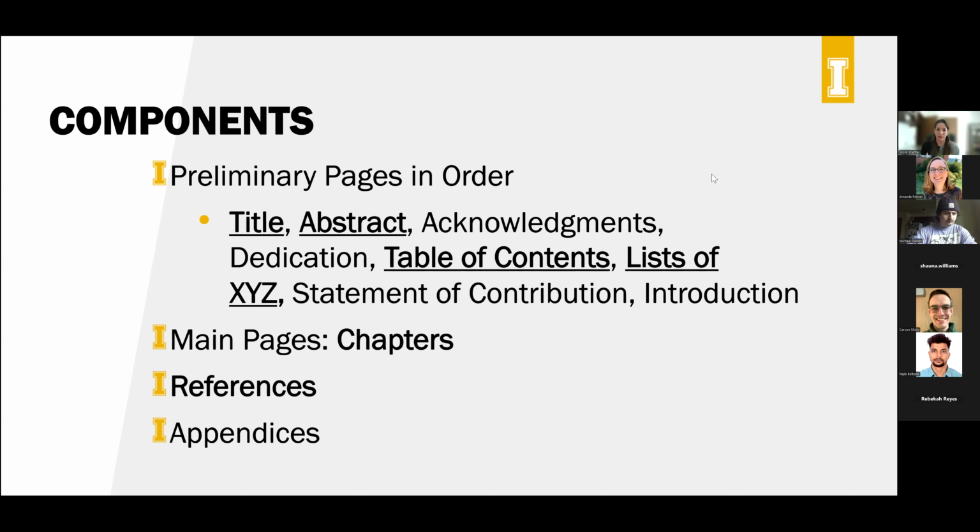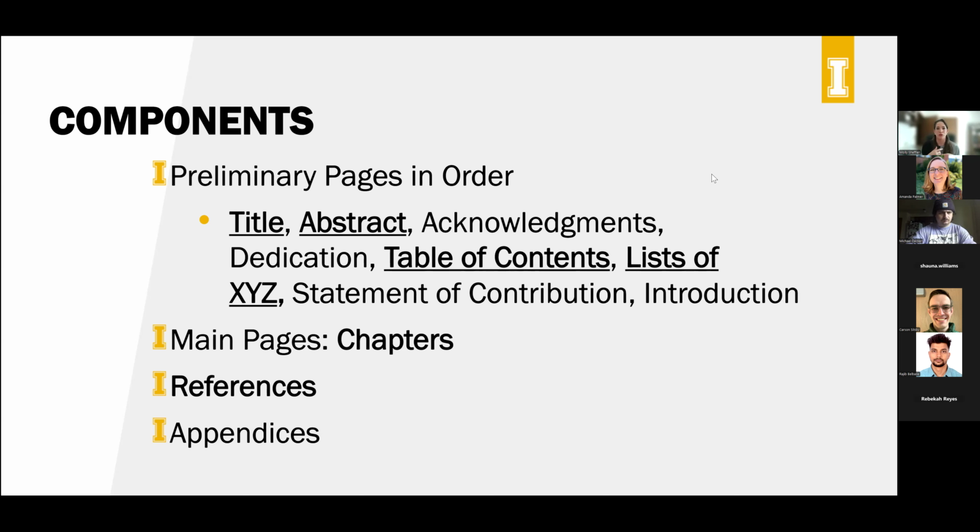But you do have to have a table of contents. Then if you have any figures, tables, or equations in your paper, you are required to list them in the lists section. So that will follow your table of contents. Again, I will show you all of this in the handbook, but those are things that you are required to have. Now, the two final things in the preliminary pages would be a statement of contribution and an introduction.